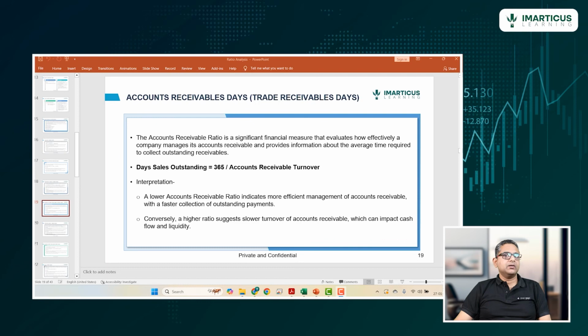So a much longer duration than the industry average is also bad, just like a too short duration than the industry average can also backfire. So again, it depends upon the industry we are talking about, what is the benchmark, what are other companies doing, and then we can comparatively comment on it or say whether the company is doing better or worse.